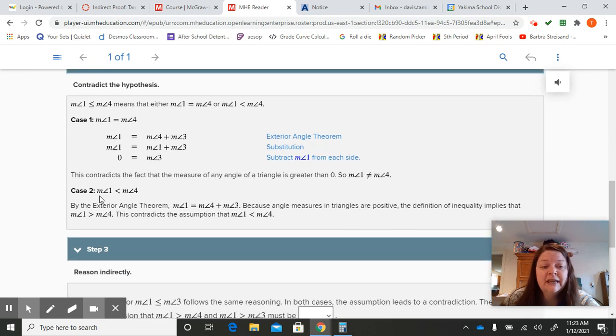So then we move to the second case, where the measure of angle 1 is less than the measure of angle 4. By the exterior angle theorem, we know that the measure of angle 1 equals the measure of angle 4 plus the measure of angle 3. Because angle measures in triangles are positive, the definition of inequality implies that the measure of angle 1 has to be greater than the measure of angle 4. And that contradicts the assumption that the measure of angle 1 is less than the measure of angle 4.